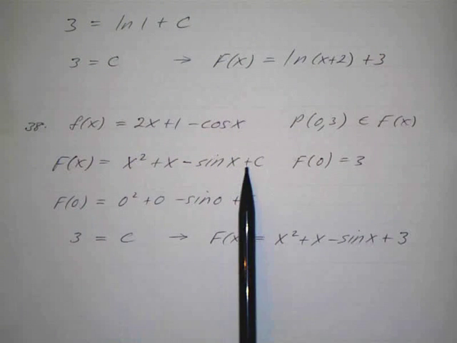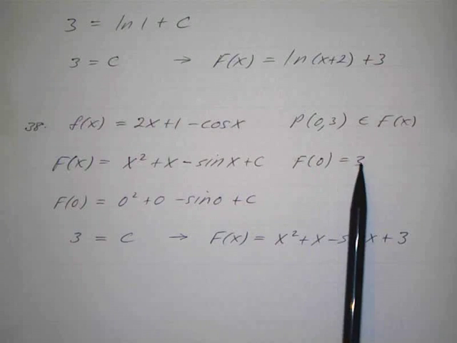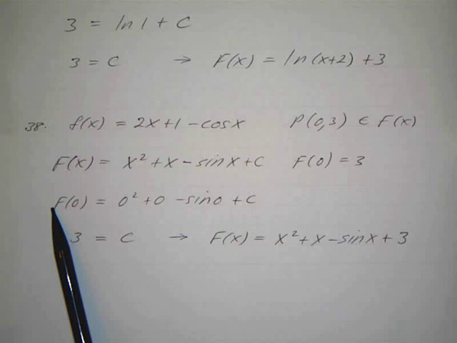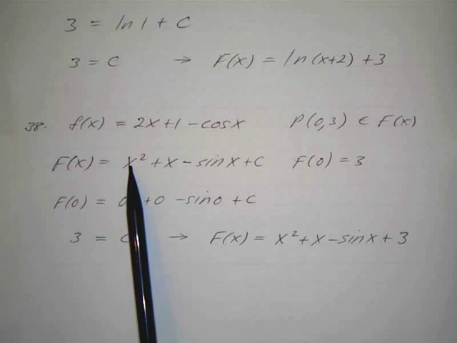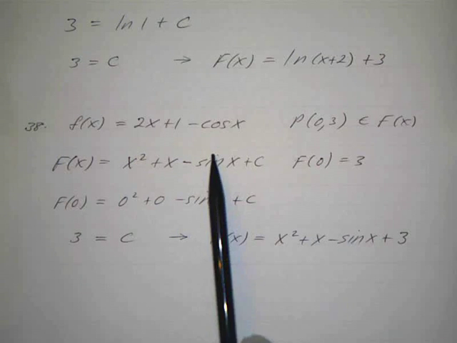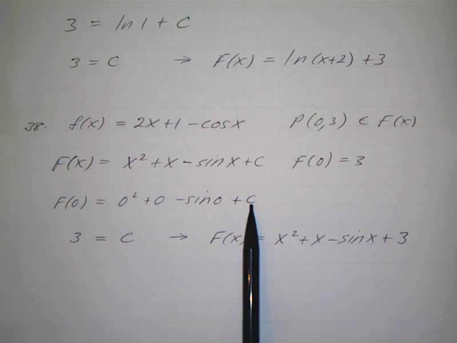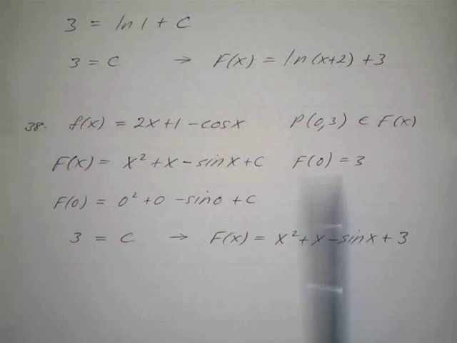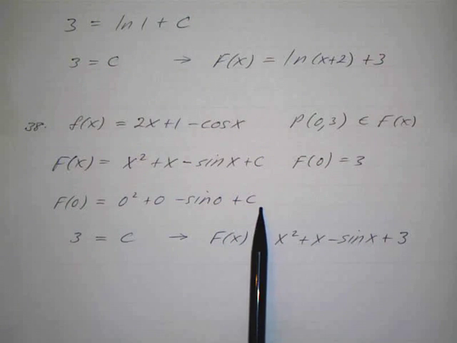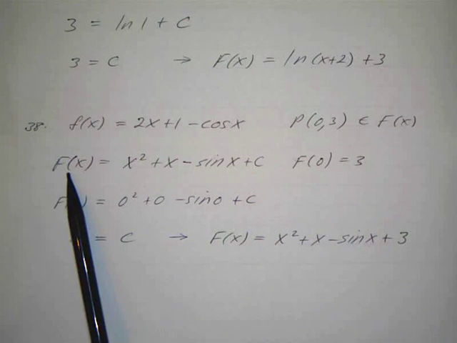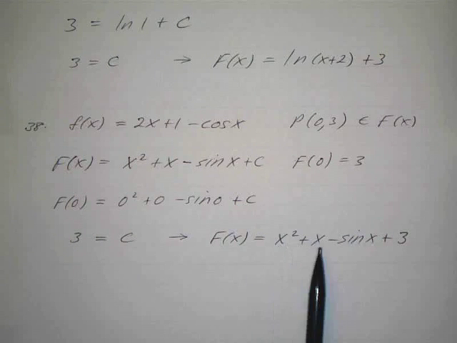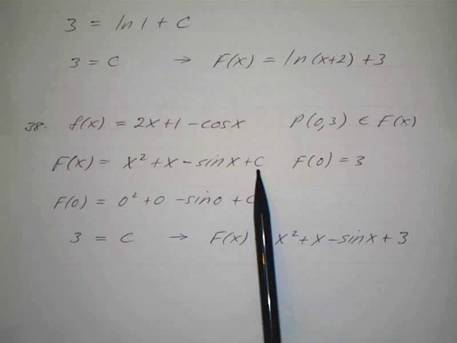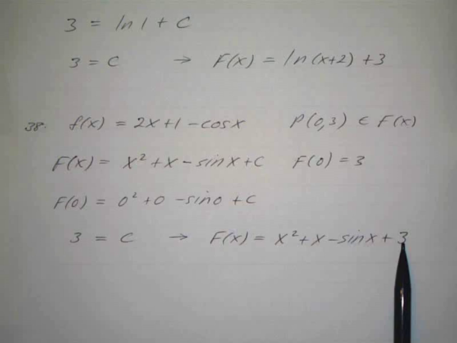So there's our antiderivative. And we know that F of 0 equals 3, so I put F of 0, and every time I see an x, I put a 0. So 0 squared plus 0, and sine of 0, and plus c. But sine of 0 is 0, so these are all 0, so I just end up with F of 0, which is 3, equals c. So my antiderivative would be capital F of x equals x squared plus x minus sine of x, and instead of c, I can write 3. So those are all pretty straightforward and should have been easy. So I hope those help.